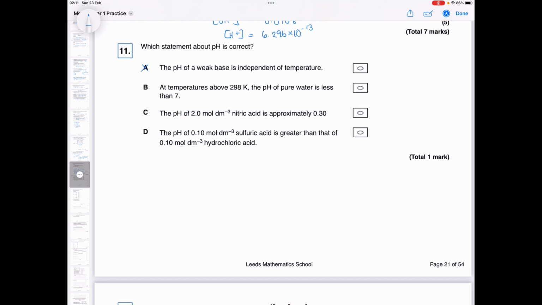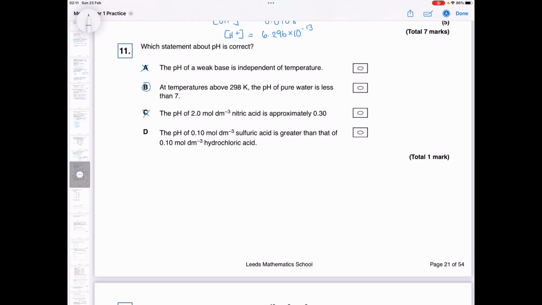At temperatures above 298, the pH of pure water is less than 7. That is correct. So let's have a look at the next ones. The pH of 2 mole per decimetre cube nitric acid is approximately 0.3. Well, it's a strong acid, so it's going to be negative log to the base 10 of 2. It's a monoprotic acid. So let's have a look at that, just to prove that that one is incorrect. So the negative log to the base 10 of 2 is minus 0.3, so that's incorrect.